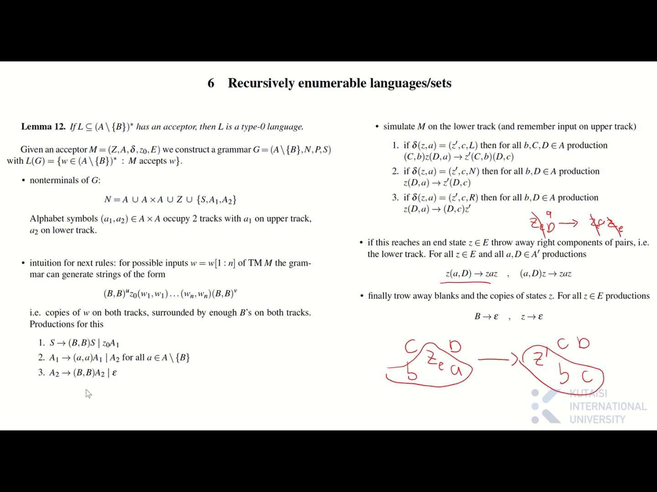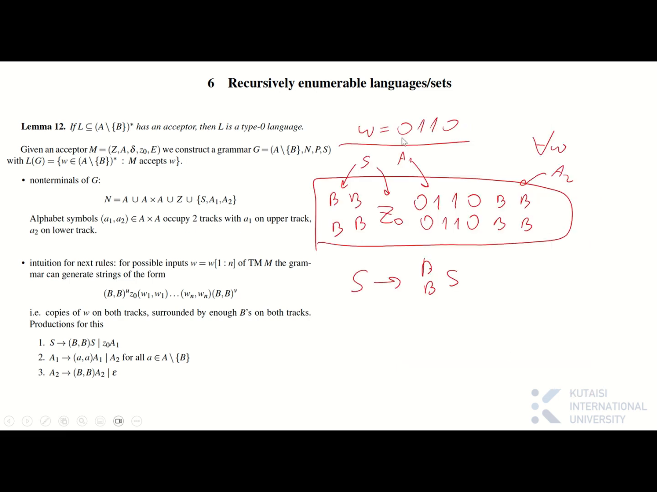So actually, let's recap it. These rules 1, 2, 3 ensure that any possible string can be written like this. Where is this I wrote? Here, any string, not only 0, 1, 1, 0, but any string can be brought to this situation. This is what 1, 2, 3 ensure. And only then you start operating on the lower string. And if your lower string goes into an accepting state, then you're able to throw away your B's, your Z's, and everything, and the upper track will be left as a derived one.